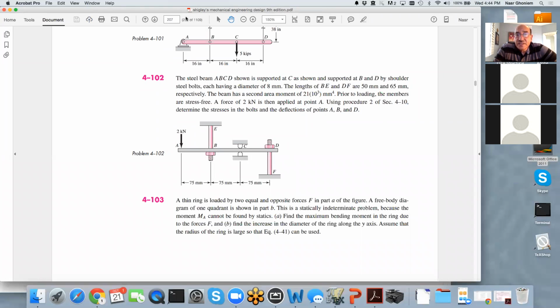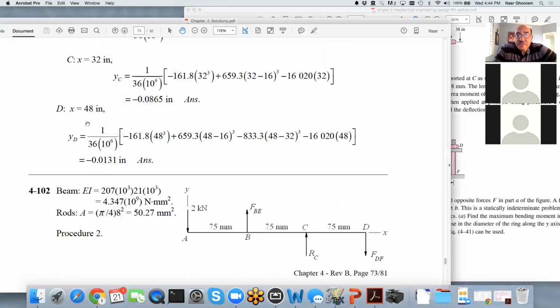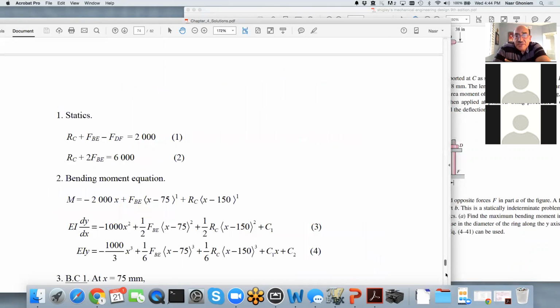If we look here, I'm going to just go over it a little bit quickly. I have the A, B, C, D, and this is the 2 kilonewton. I have one unknown F at BE, one unknown R sub C, one unknown as F at DF. This is the bolt force. This is the bolt force, and this is the reaction. And I know that the deflection at point C is equal to 0. So the procedure is I write a moment equation.